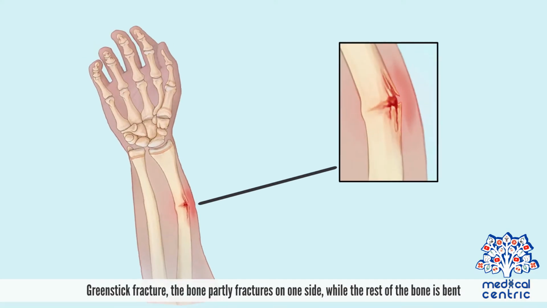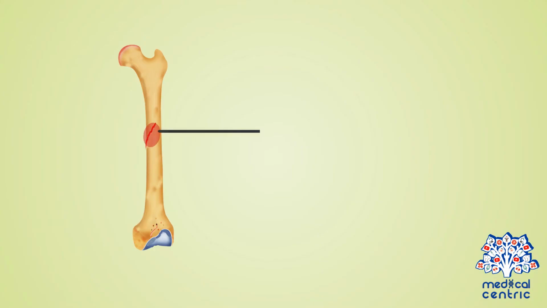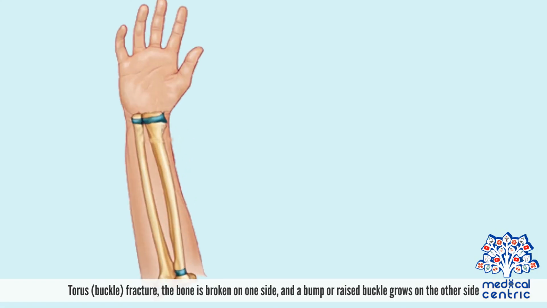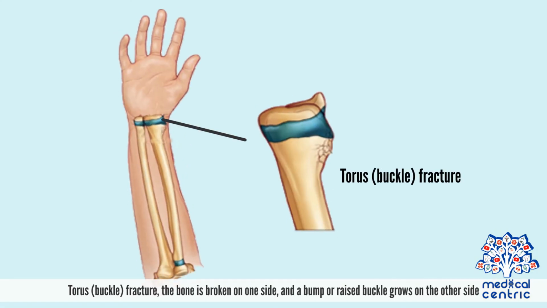Types of incomplete fractures are greenstick fracture. The bone partly fractures on one side, while the rest of the bone is bent. Hairline fracture. A partial fracture of the bone, usually in a thin crack. Torus or buckle fracture. The bone is broken on one side, and a bump or raised buckle grows on the other side.